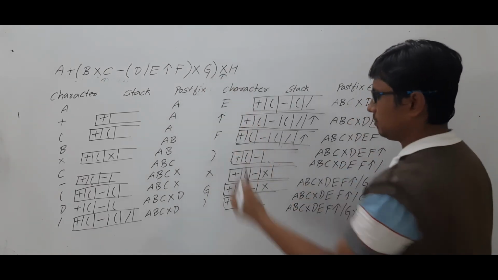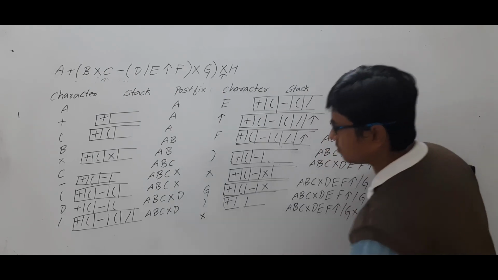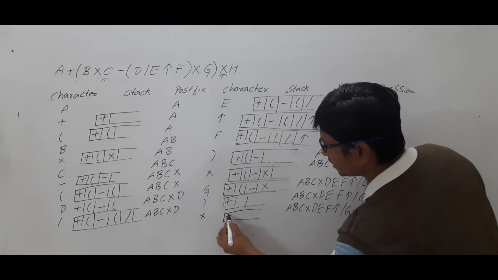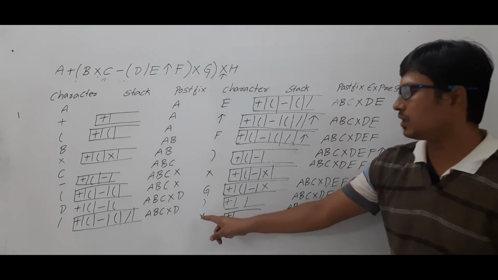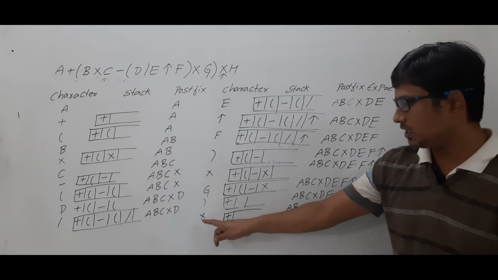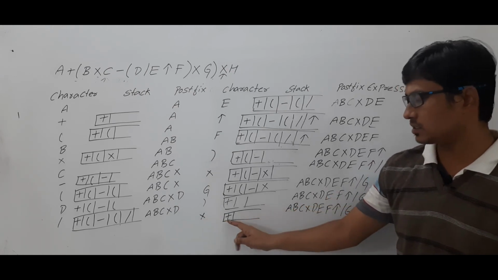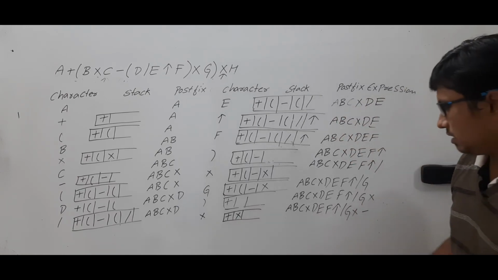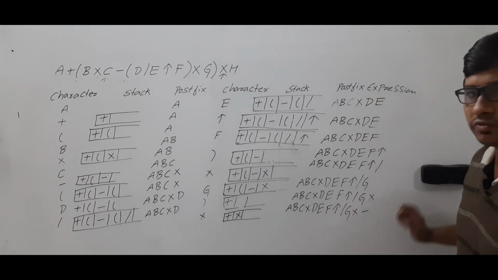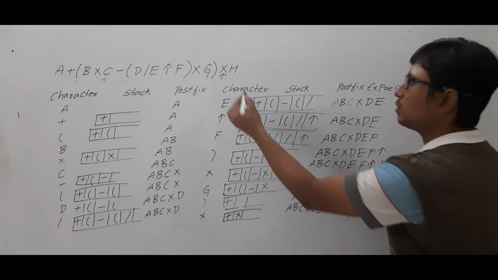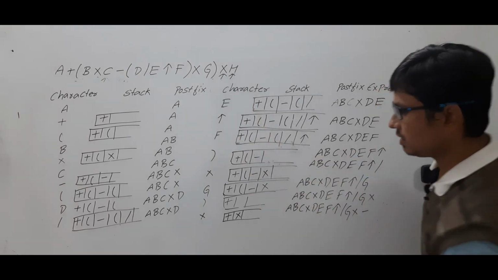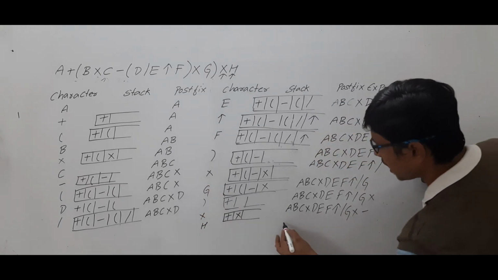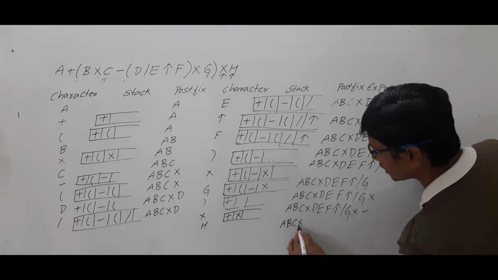Now you got the multiplication. Currently the stack consists of only addition. Look at the priority of multiplication and addition. Multiplication has the highest priority as compared to the addition. You just need to push the multiplication onto the stack. Still the postfix expression will be the same, this one only. Now next you got H. H is an operand. So you need to append this one to the postfix expression.